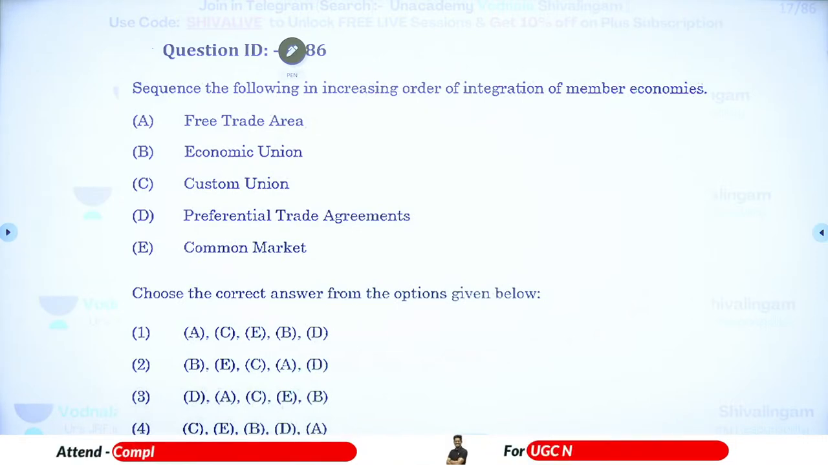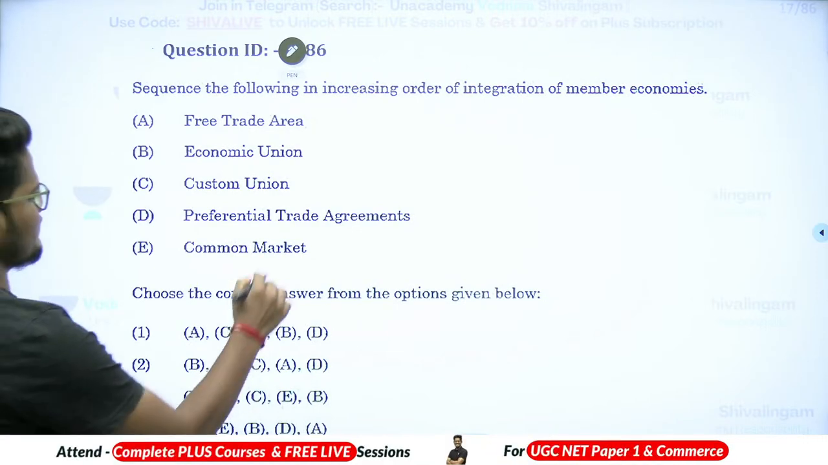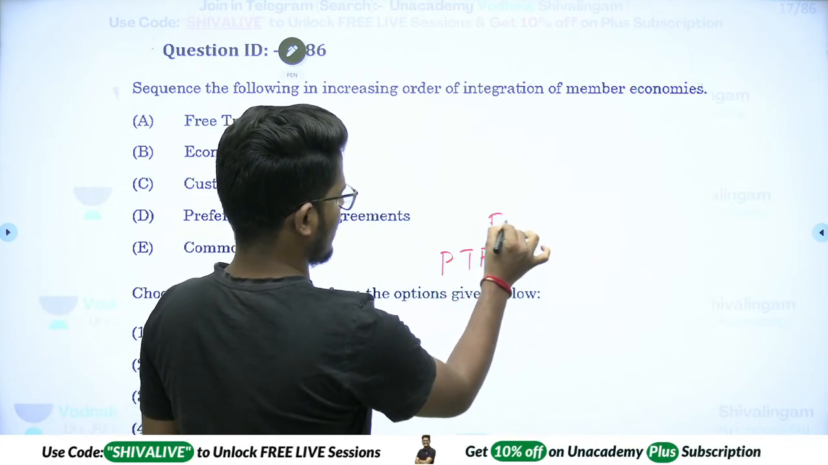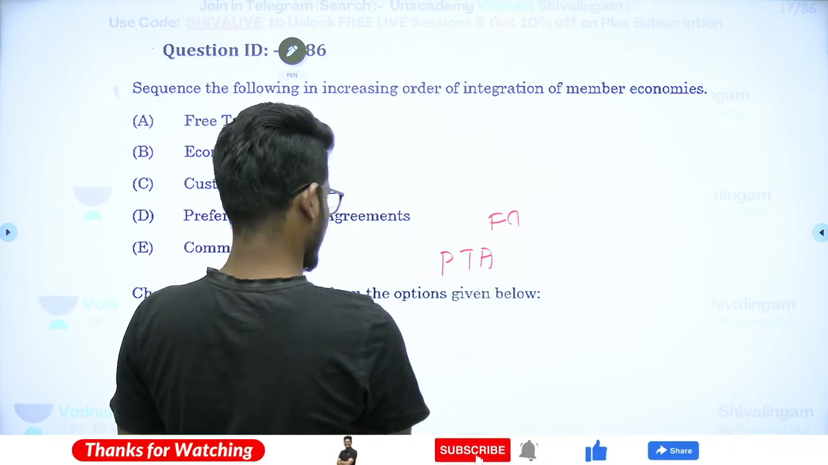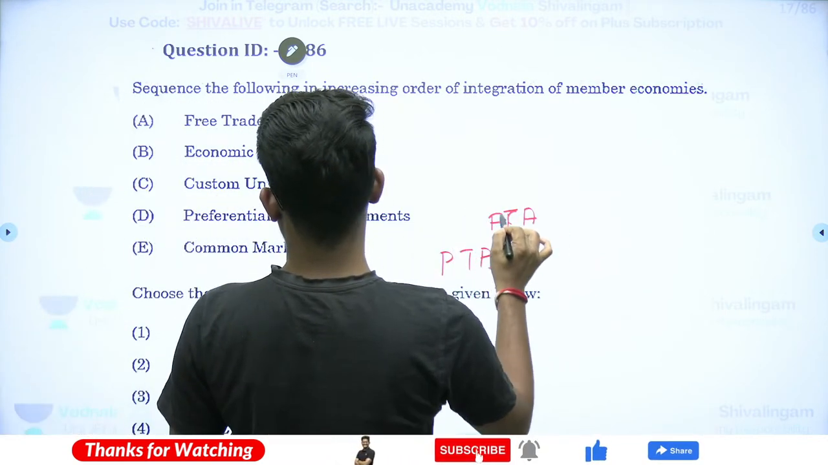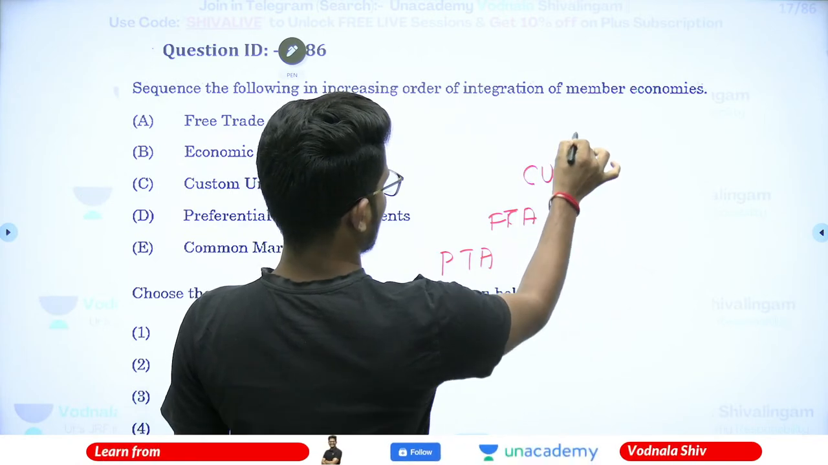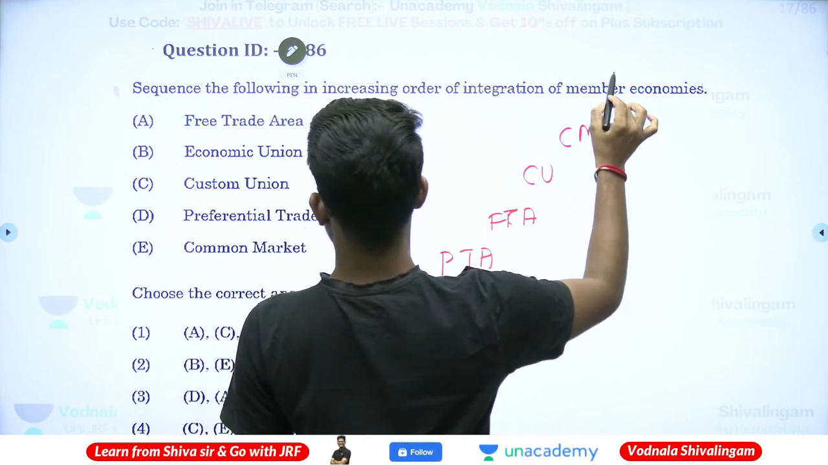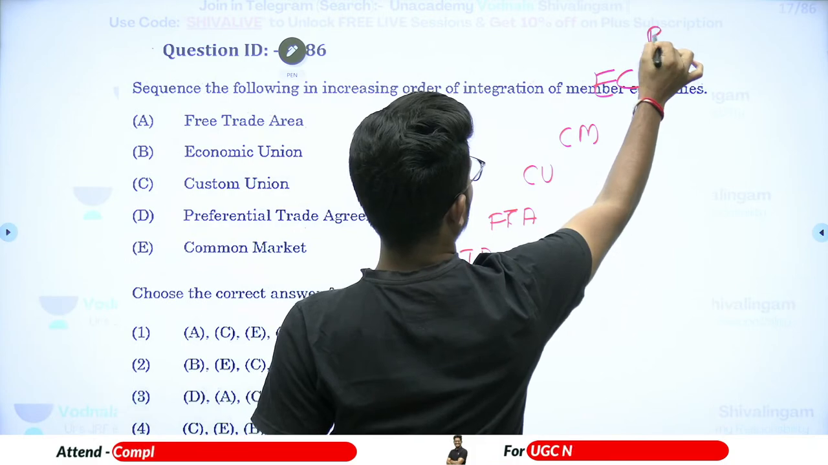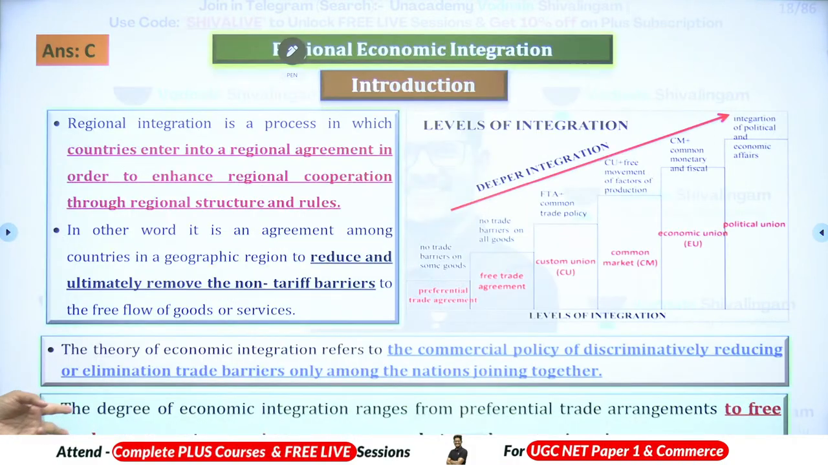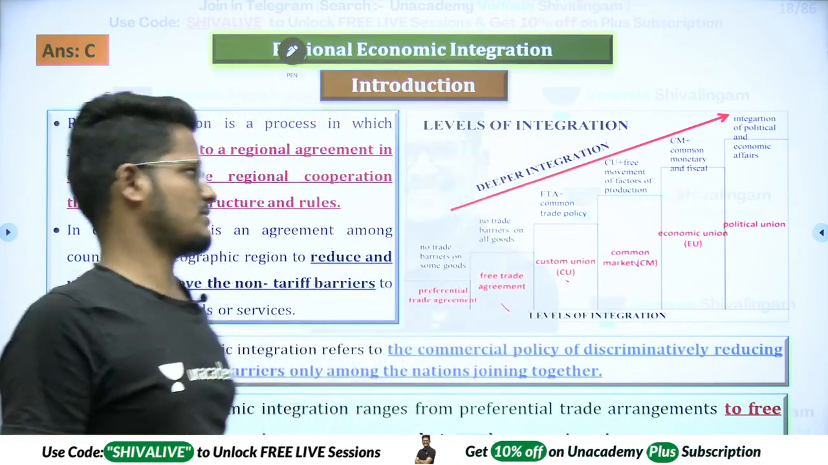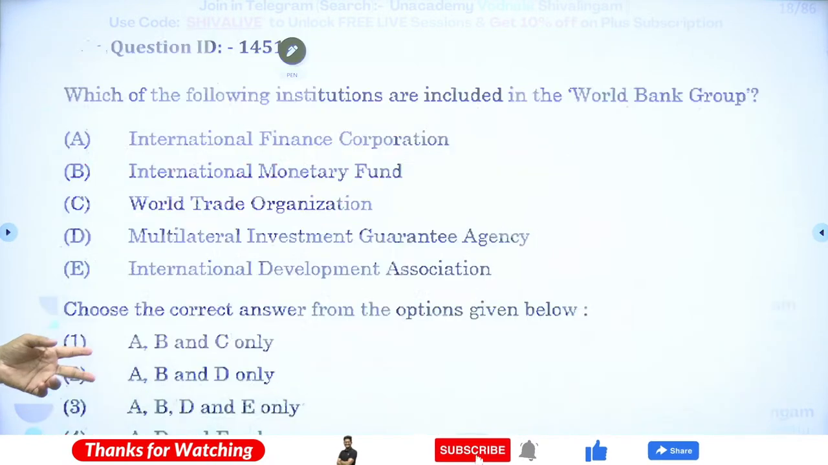So the answer will be, the first one must be a preferential trade agreement. It will start from preferential trade agreement. After that, free trade area or free trade agreement. After that, customs union. Customs union, common market. After that, economic union. After that, political union will be there. This is how the sequence goes: preferential trade, free trade area, customs union, common market, economic union, political union. This is the deeper integration of regional economic integration.